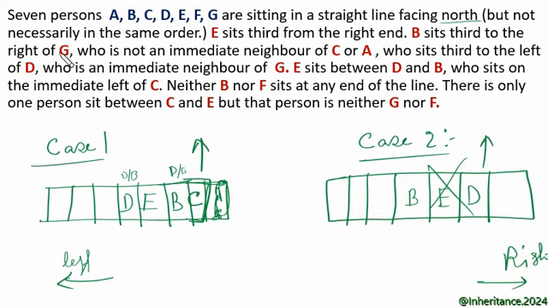Now focus on G, because we have left G, F and A, right? So let's focus on G. B sits third to the right of G. 1, 2, 3. Now check. 1, 2, 3. So this side is right. So B sits third to the right of G. 1, 2, 3. G is placed. D, who is an immediate neighbor of G. It is also okay.